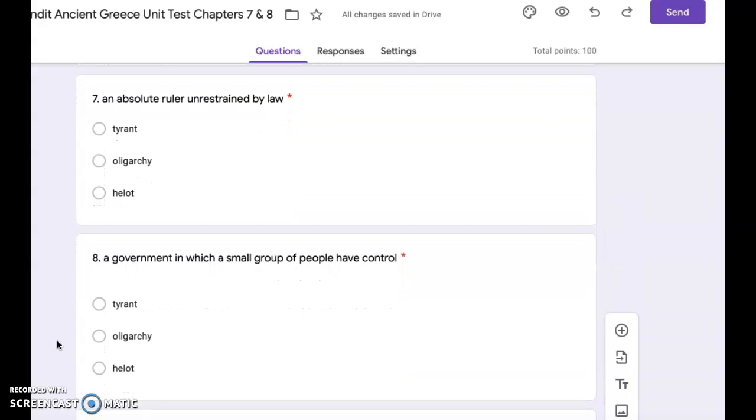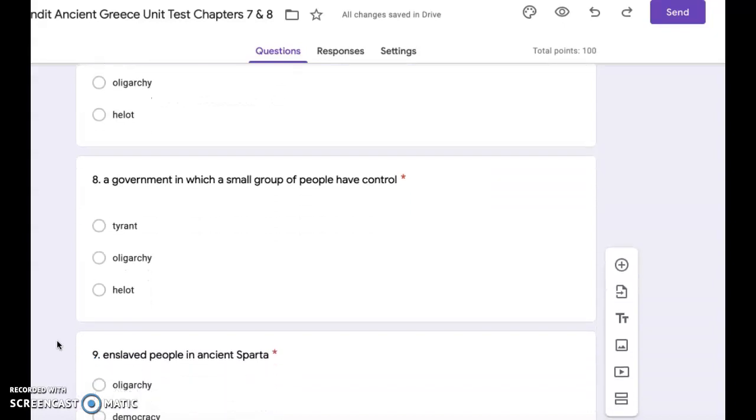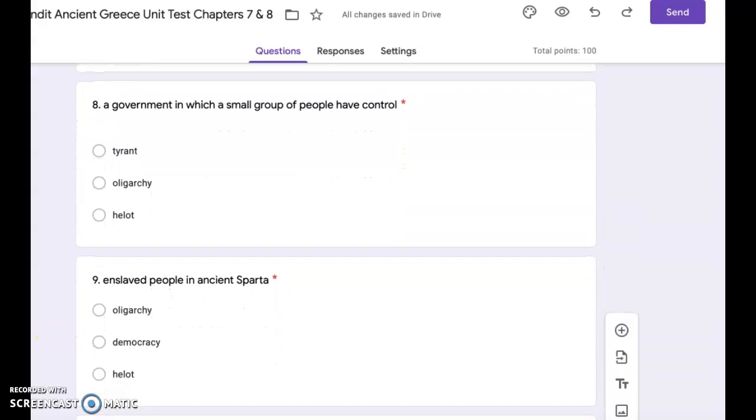Number 7. An absolute ruler unrestrained by law. Tyrant, oligarchy, or helot. Number 8. A government in which a small group of people have control. Tyrant, oligarchy, or helot.